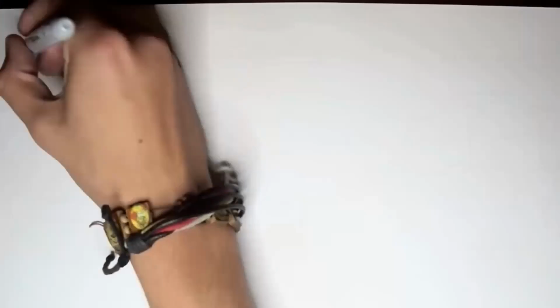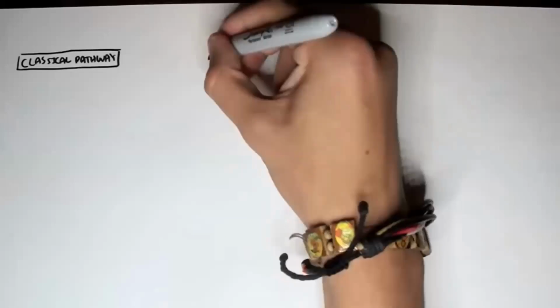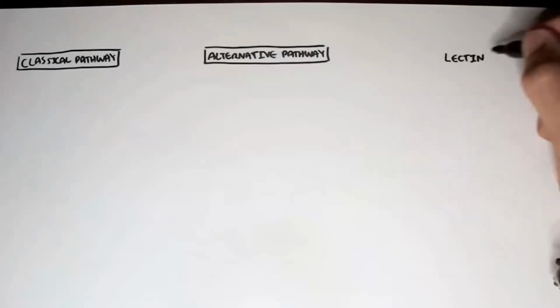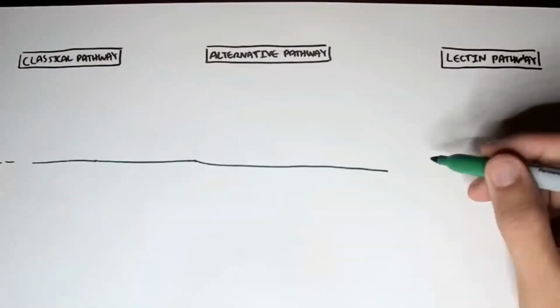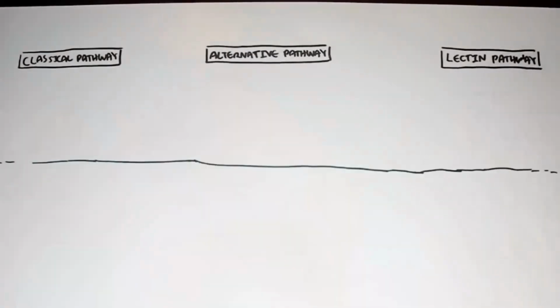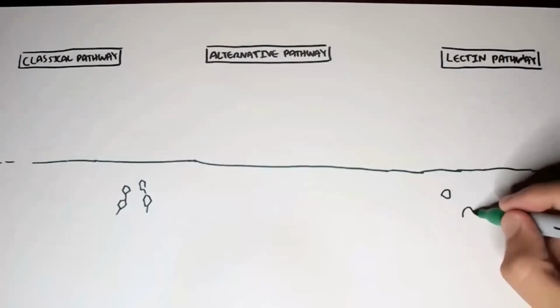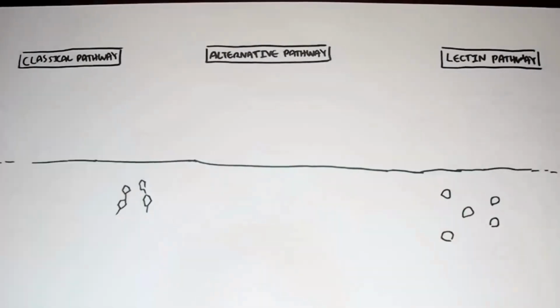But for now, let's look at the complement pathways and see how all these pathways essentially activate C3 to cleave it into C3a and C3b. And because we have three complement pathways, the classical pathway, the alternative pathway, and the lectin pathway, let's look at them one at a time. Here we have a pathogen.